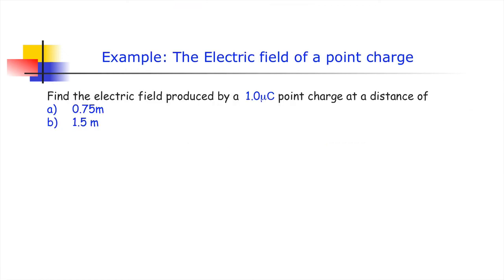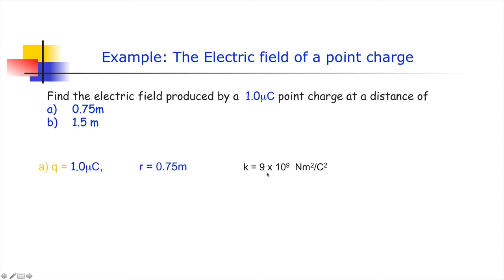Okay, so now this question, the electric field of a point charge. Find the electric field produced by a 1 microcoulomb charge at a distance of (A) 0.75 meter, (B) at a distance of 1.5 meter. So first, your given parameters. For A, your Q is 1 microcoulomb. Micro means 10 to the power of -6.